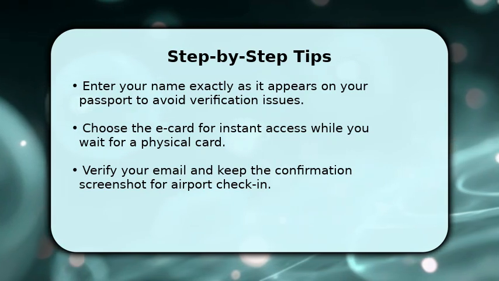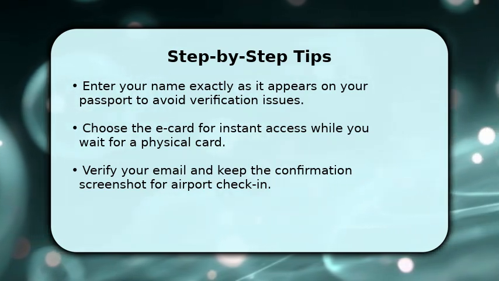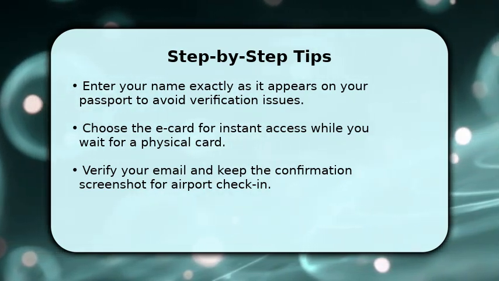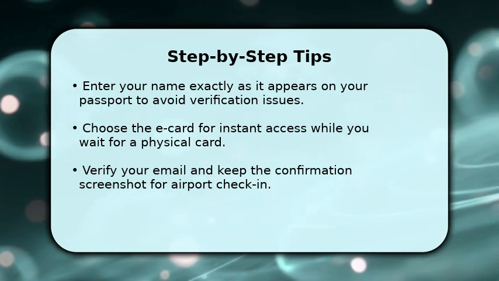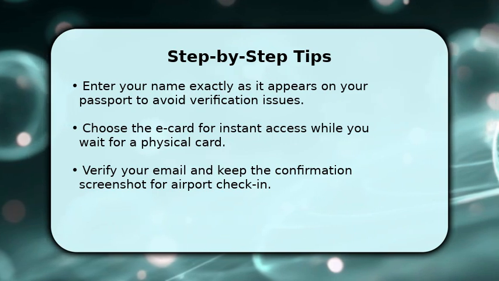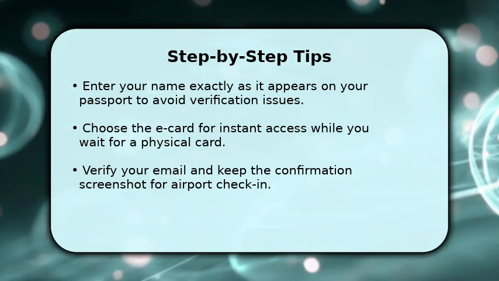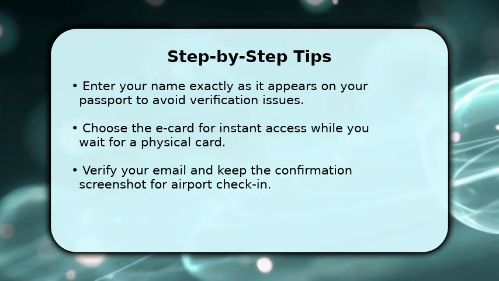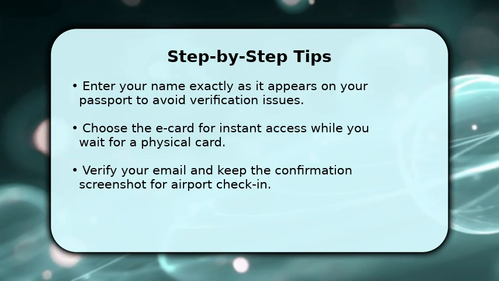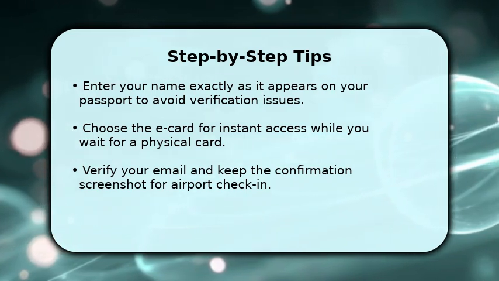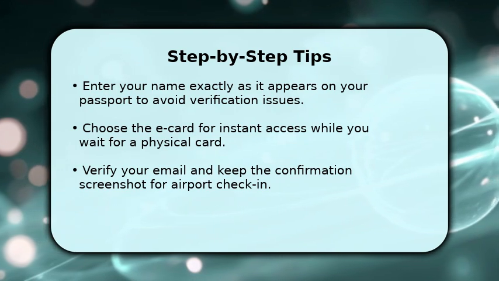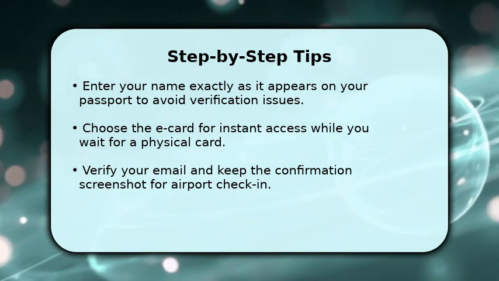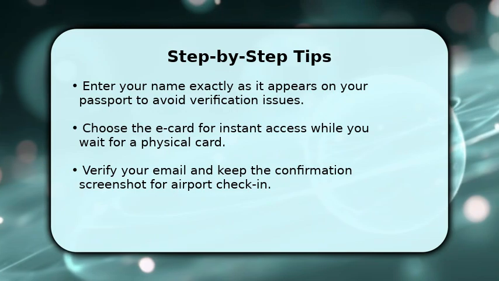Begin registration by carefully typing your personal details exactly as on your passport to avoid delays. When asked, select guest privileges and any add-on benefits, then choose whether to receive an e-card for immediate use or a mailed physical card. Confirm payment information if membership requires it, check your inbox for verification, and store screenshots of the confirmation and membership number for smooth lounge entry.